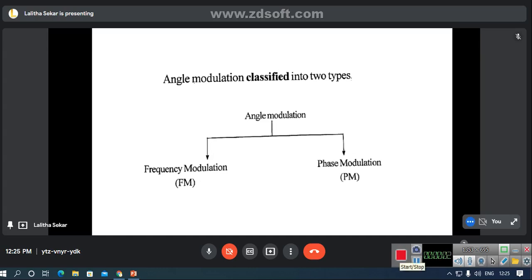Angle modulation. Angle modulation is nothing but the phase or frequency of the carrier signal being changed in accordance with the message signal or modulating signal. So angle modulation consists of both phase and frequency. This angle modulation can be classified into two types: frequency modulation, FM, and phase modulation, PM.